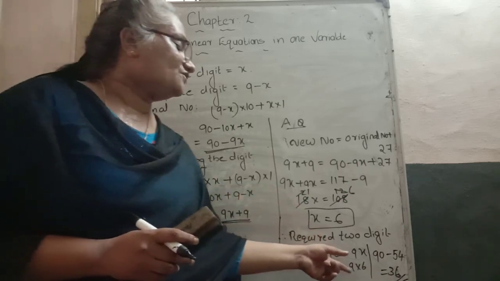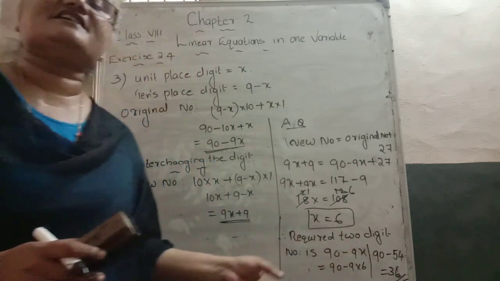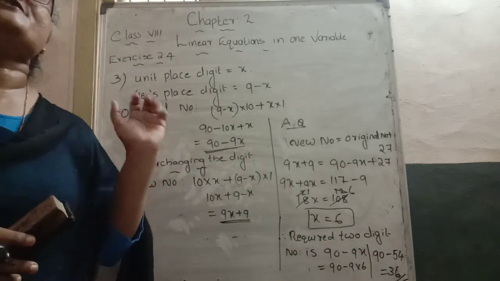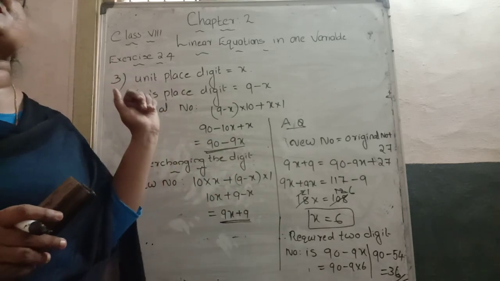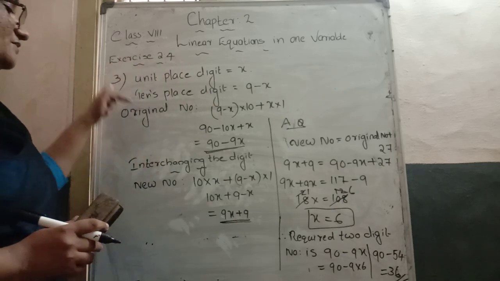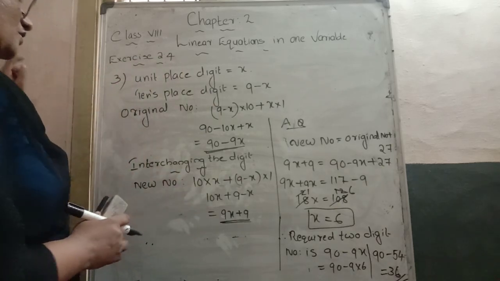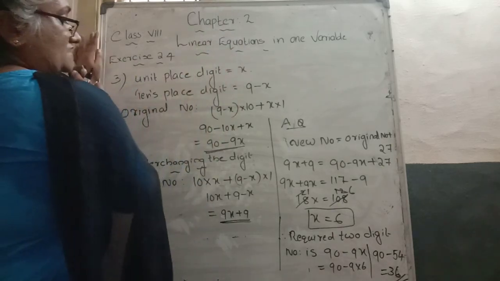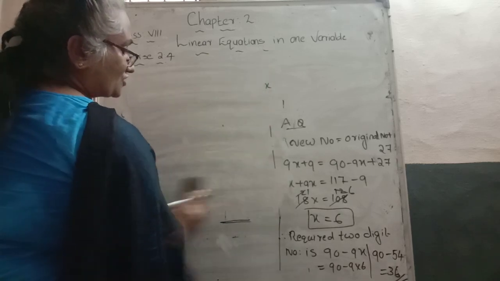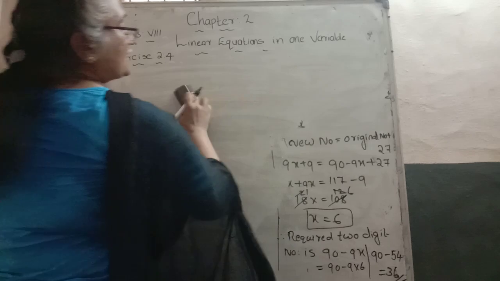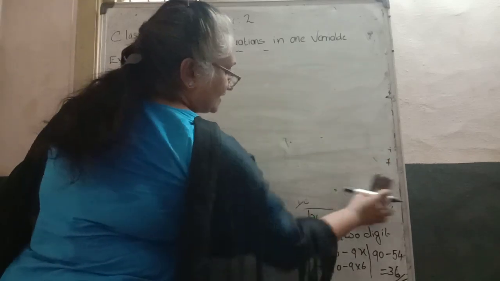So which is our required 2-digit number? 36 is our required 2-digit number. That is what was supposed to be found, the 2-digit number. This is the meaning of this third question. The next, fourth question, also is the same model question.